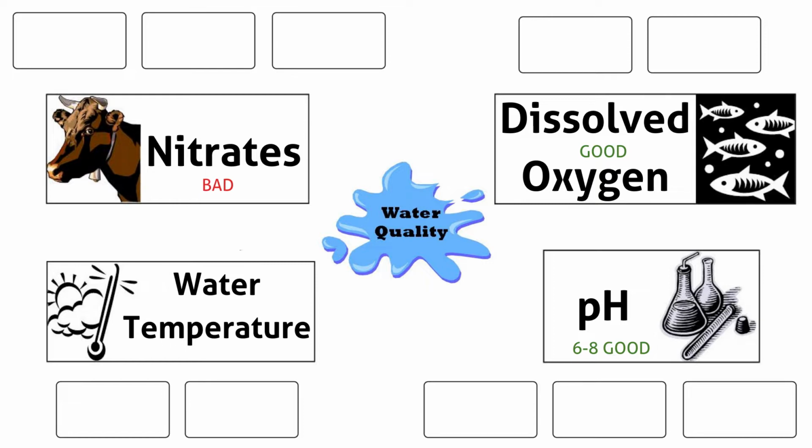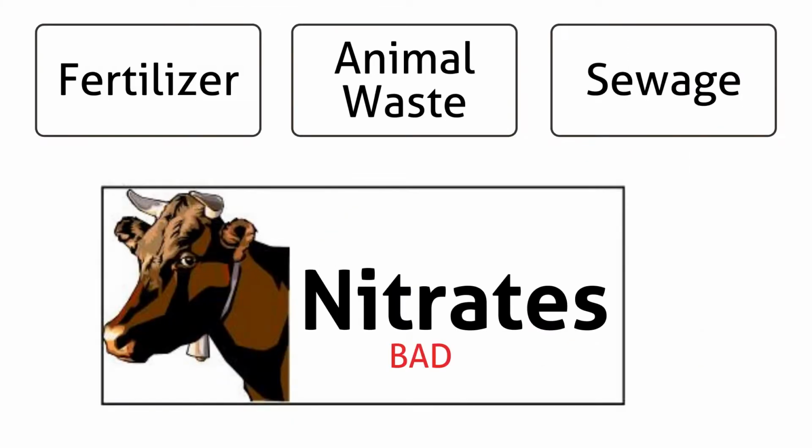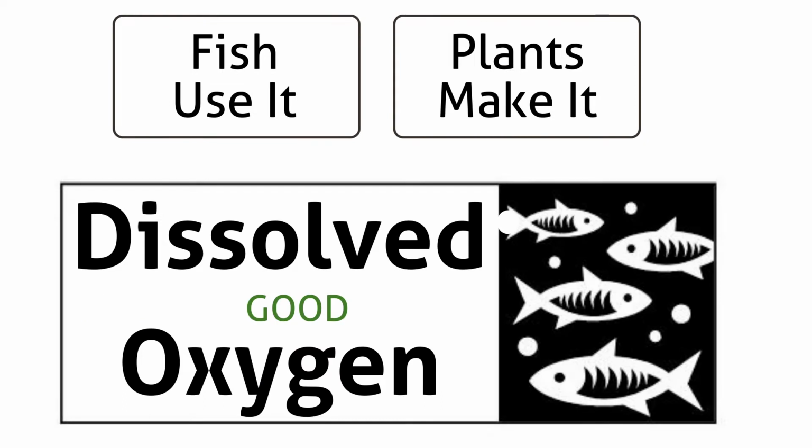If you missed any of the boxes while we're going over it together, go ahead and fill in those blanks. The 3 small boxes above nitrates should have fertilizer, animal waste, and sewage. The 2 small boxes above dissolved oxygen should say fish use it and plants make it.